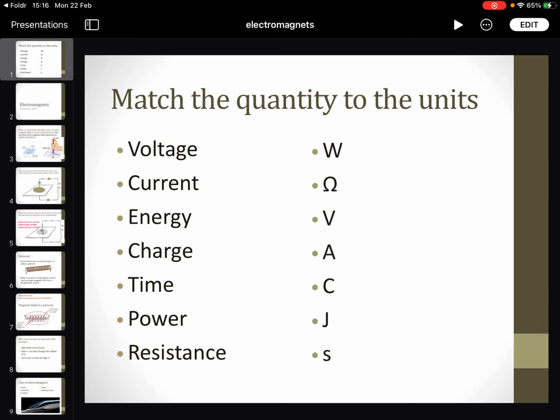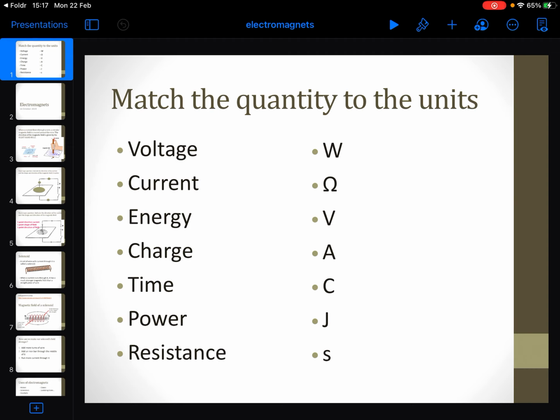So, first thing that you have got to have done is to have matched these quantities to their units. If you have not done so, please pause the video. Luckily, I've already put them on screen here, and I'd just like you to match them up. If you have done it, fantastic. I will go through and we'll just match them up together.